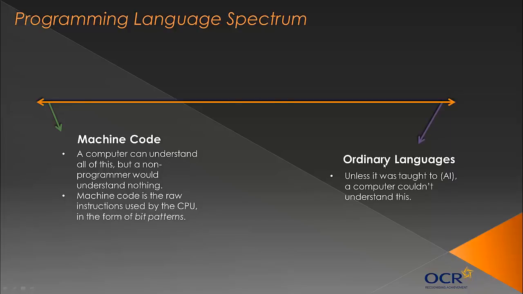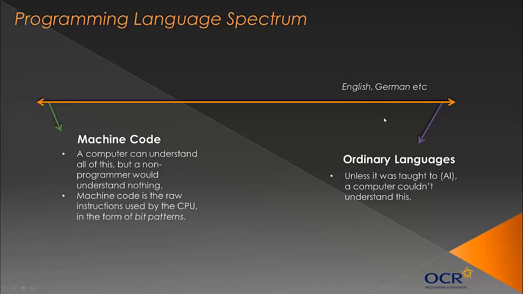At the other end we have ordinary languages, sometimes called natural languages, such as English, German, etc. Unless a computer was taught to, as in the case of artificial intelligence, which is really basic at the moment but I'm sure in 50 years time will be a lot more advanced, a computer can't understand ordinary languages. In our brains, words are represented by images. Someone who's born deaf, for example, will think of words in the form of images, not words or sounds, because they've never heard sounds. So computers can't understand this. Only humans with our complex brains can understand ordinary languages at this current moment.